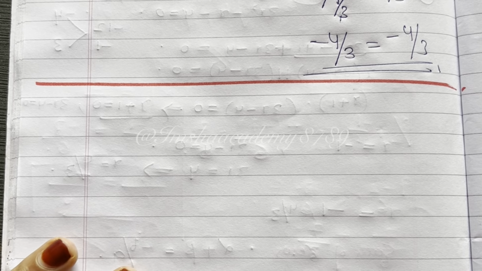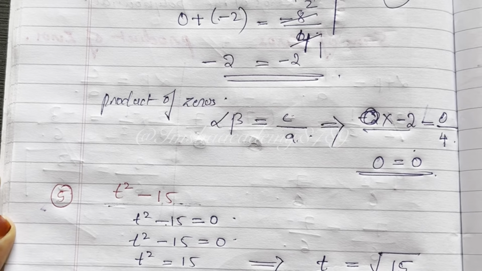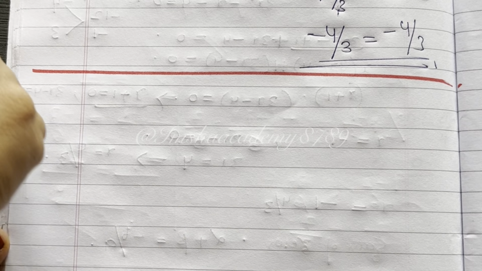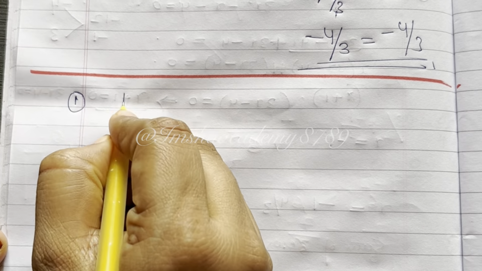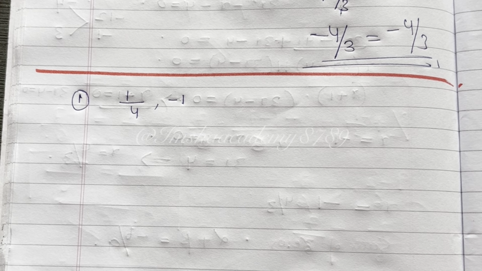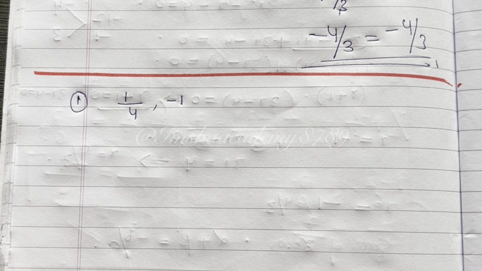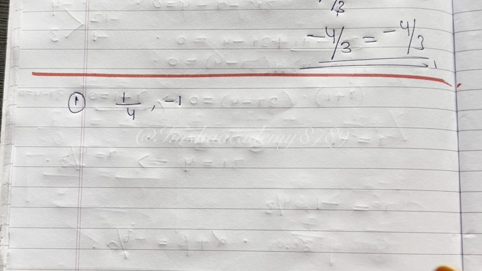Find the quadratic polynomial, each with the given number as the sum and product of the zeros respectively. Now they have given the sum and product of the zeros. We need to find the quadratic polynomial. Okay, so the first question is 1 by 4, comma, minus 1. So these are the two values they have given. Now we need to find the quadratic polynomial of this.